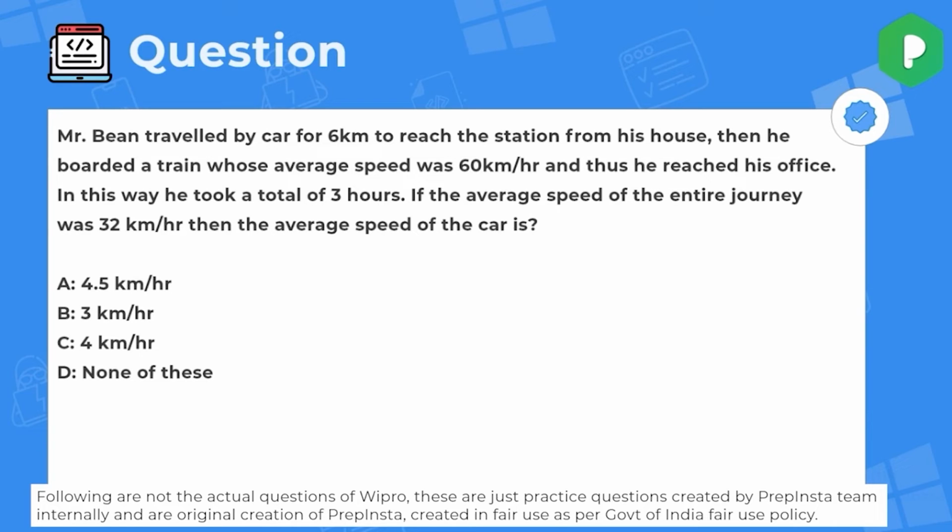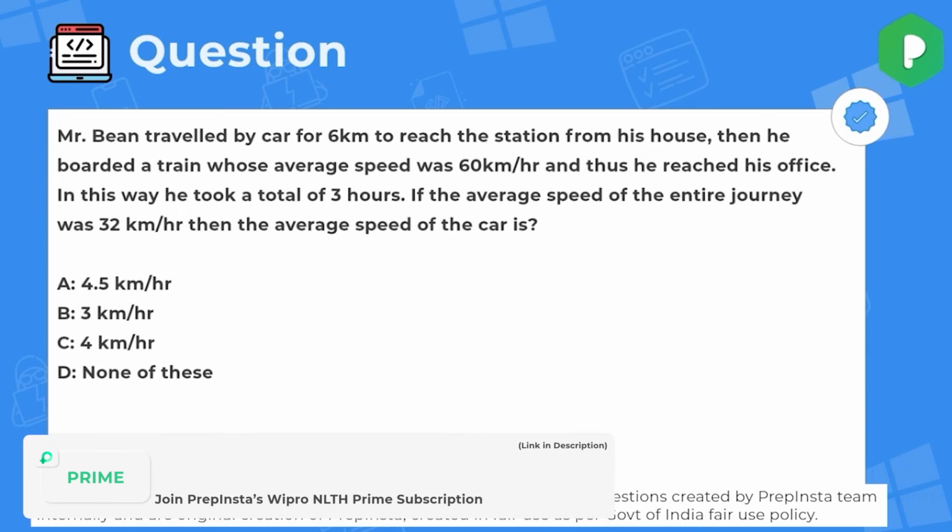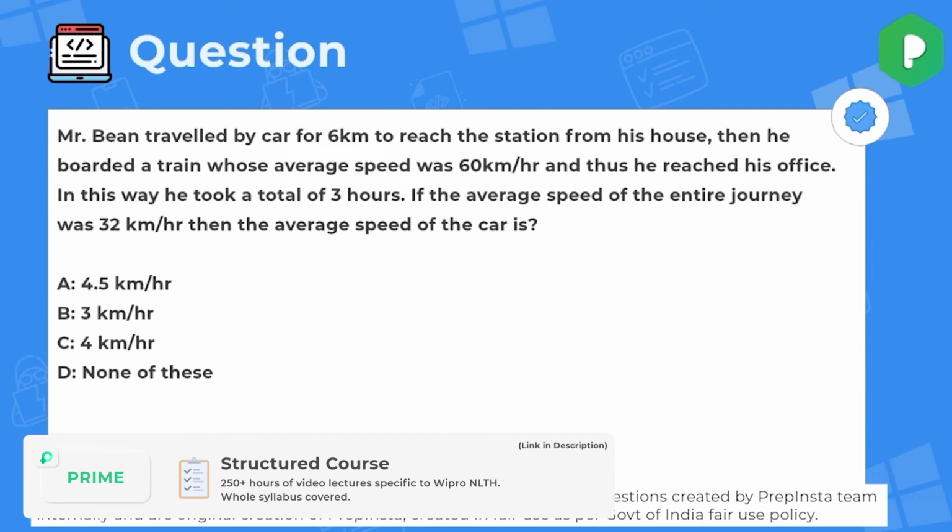Mr. Bean traveled by a car 6 kilometers to reach his station from his house. Then he boarded a train whose average speed is 60 km per hour, and thus he reached his office. In this way, he took a total of 3 hours. If the average speed of the entire journey is 32 km per hour, then the average speed of the car is? For this problem, I am giving you 1 minute time.